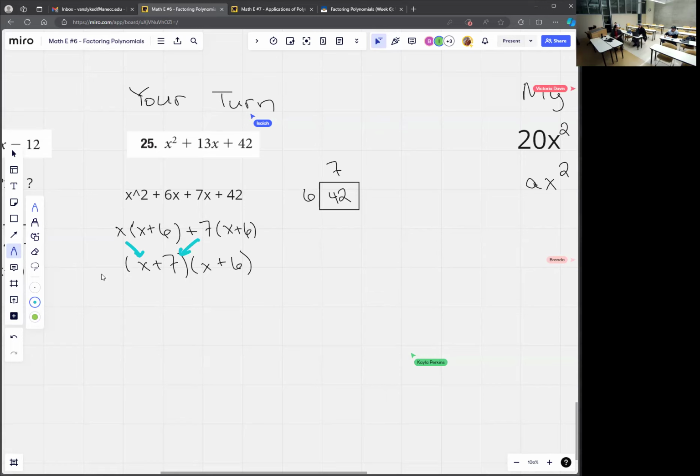I have a question. Sure. Will it ever matter? Because I technically got the same answer just flipped around, because I put the seven instead of the six. That's fine. That'll never matter. All you're doing is rewriting the order of the two things.